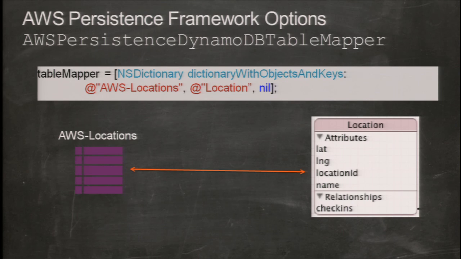The first one is AWSPersistenceDynamoDBTableMapper. This itself is a dictionary, a dictionary of table names to entity names. So this maps our DynamoDB table to our individual entities in Core Data. In this case, we've mapped the AWS-locations table to the locations entity.